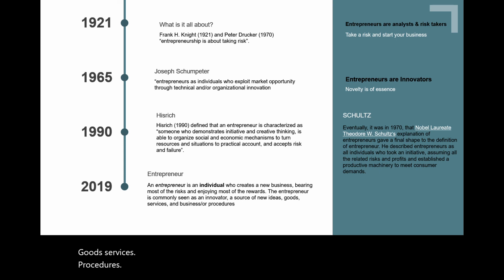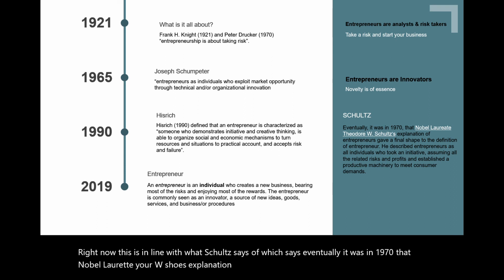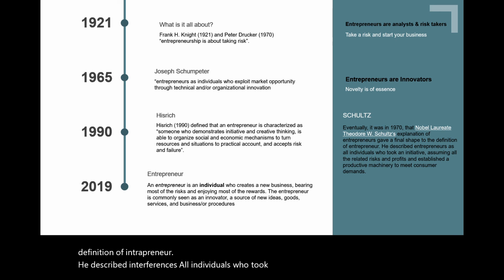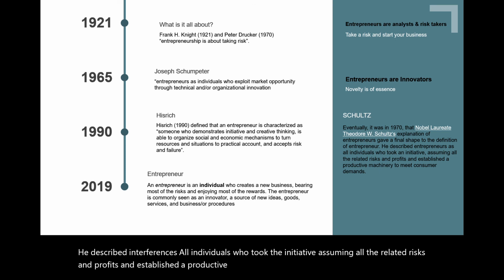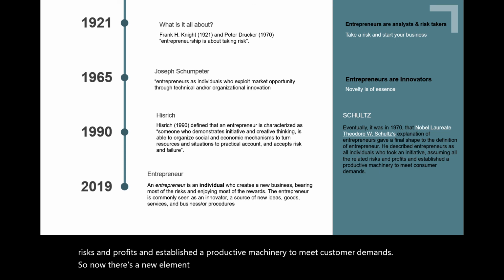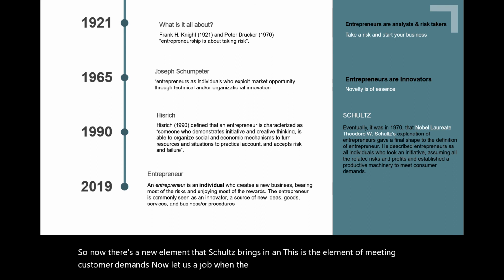This is in line with what Schultz says. It was in 1970 that Nobel laureate Theodore W. Schultz's explanation gave the first shape to the definition of entrepreneur. He described entrepreneurs as all individuals who took the initiative, assuming all the related risks and profits, and established a productive machinery to meet customer demands. So there's a new element that Schultz brings in, and this is the element of meeting customer demands. Now, ladies and gentlemen, the moment we mention the word customer, we are talking marketing.